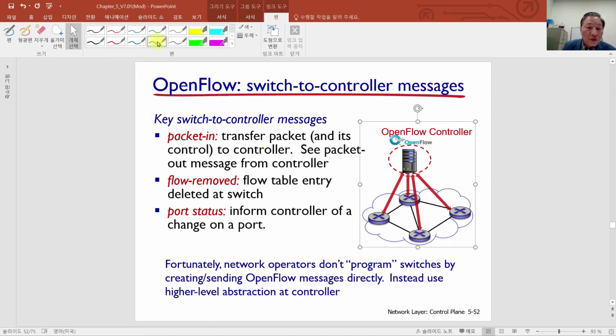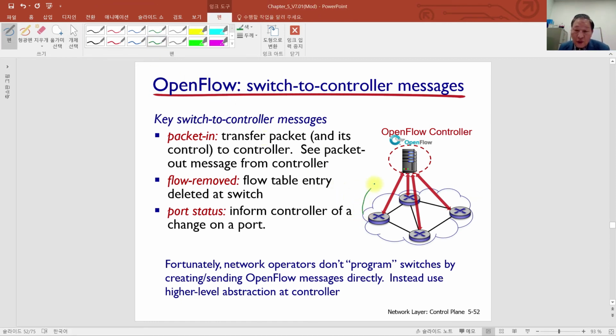Okay, let's try to use this one. From switch to the controller, what kind of message can be sent? Packet in, as I just mentioned. This direction is in. And if this one is coming out, then that is called out, packet out. Packet in, transfer packet to controller. That's different from this packet out message. From controller to this, that is packet out, but this one is packet in.